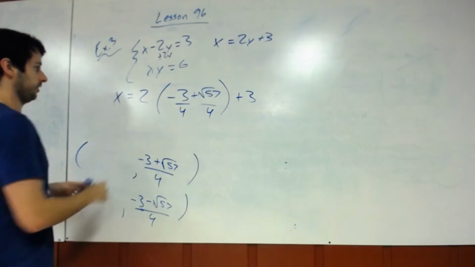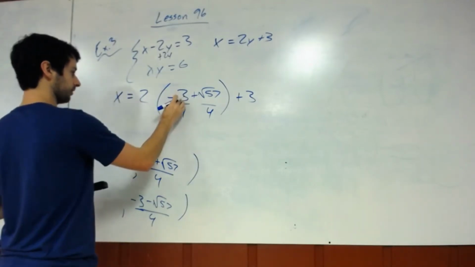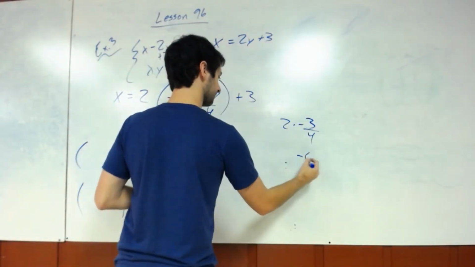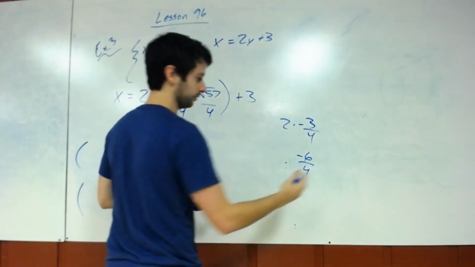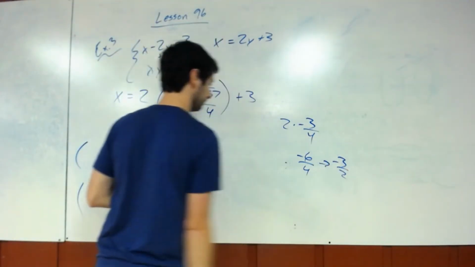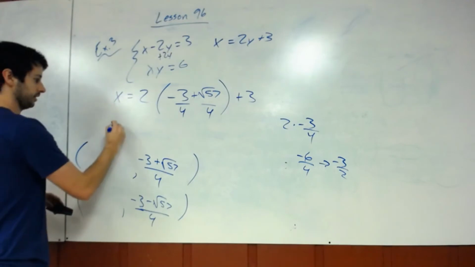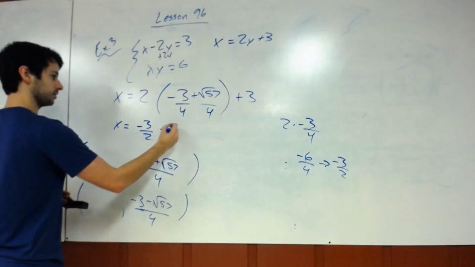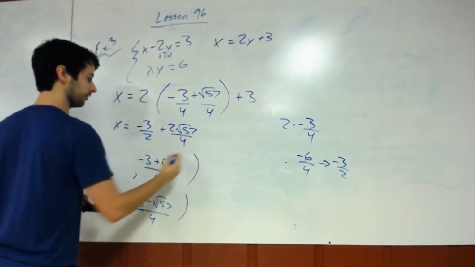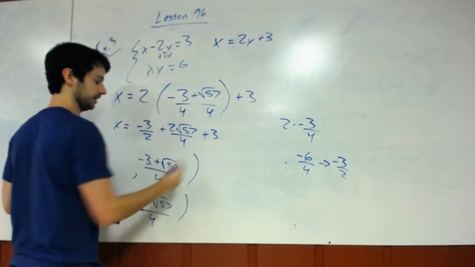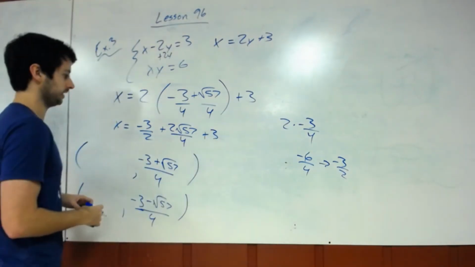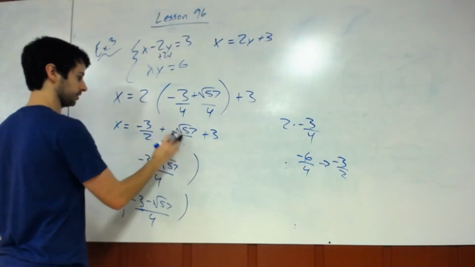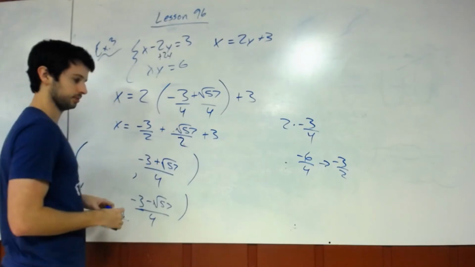And now we solve. The solving won't take long. 2 times negative 3/4 would be negative 6 over 4. And that would reduce to negative 3 over 2. So x equals negative 3 over 2 plus 2 radical 57 over 4 plus 3. So now let's look at a couple of things here. The 2 and the 4 can simplify. That can be a 1 over 2. Boom.